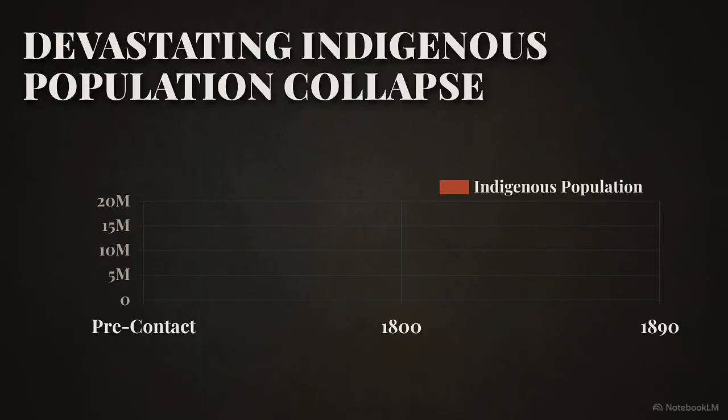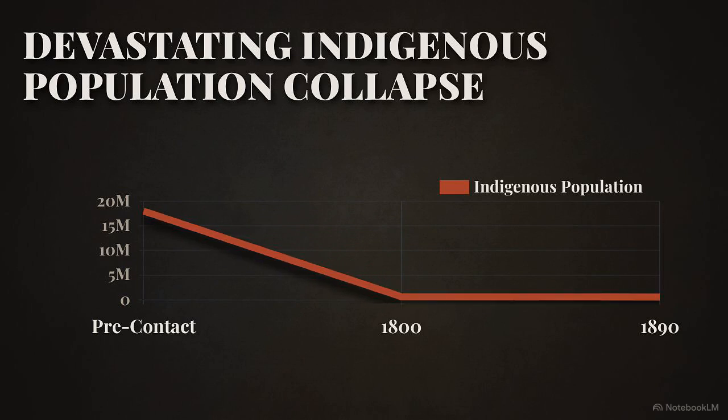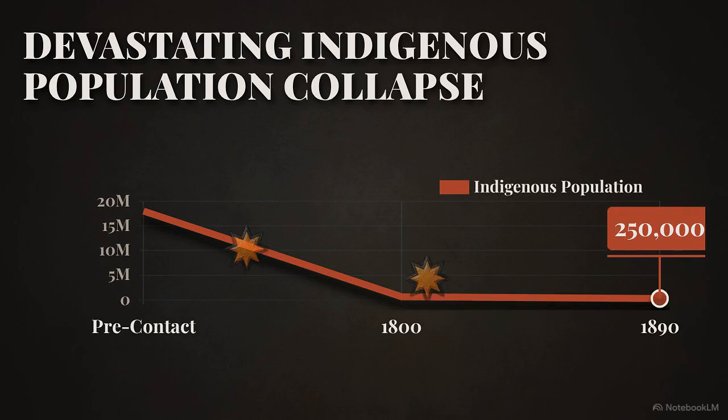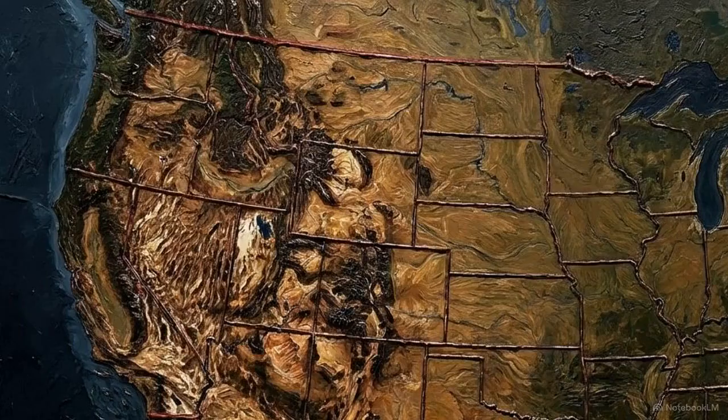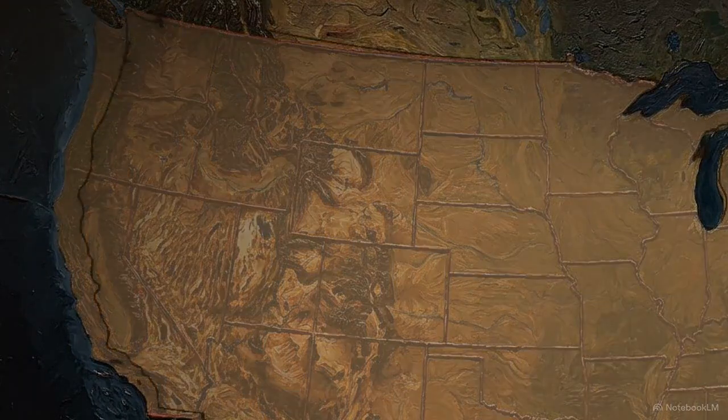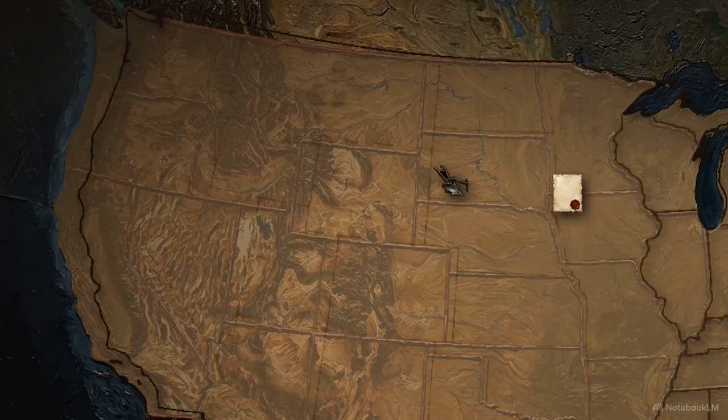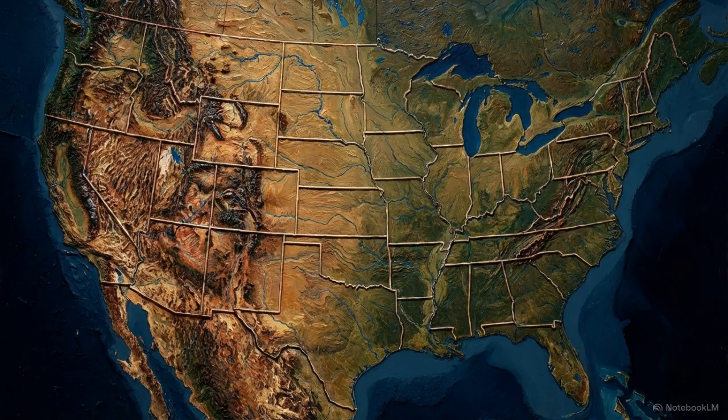This chart shows the scale of the collapse. The indigenous population, once estimated at 18 million, dropped to roughly 250,000 by the 1890 census. This was the cumulative result of war, disease, and the destruction of traditional food sources. The modern map of the United States is the physical record of this century-long military campaign. These borders are the direct result of systemic displacement and conquest.